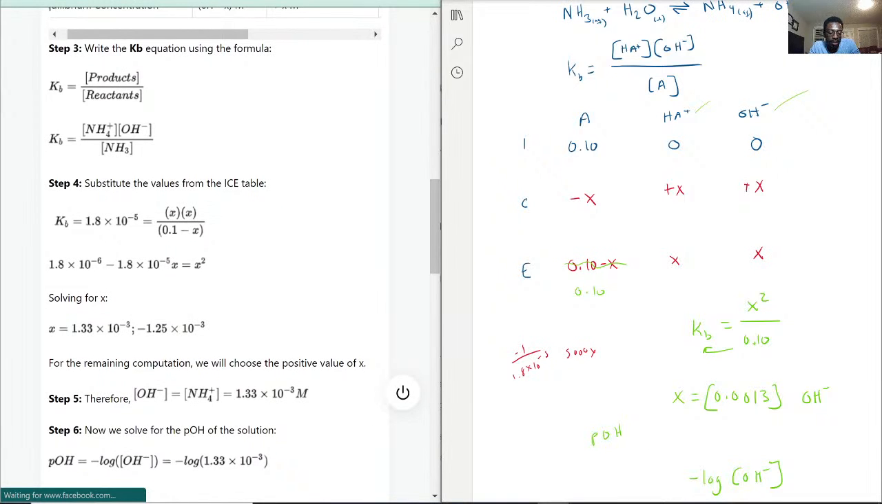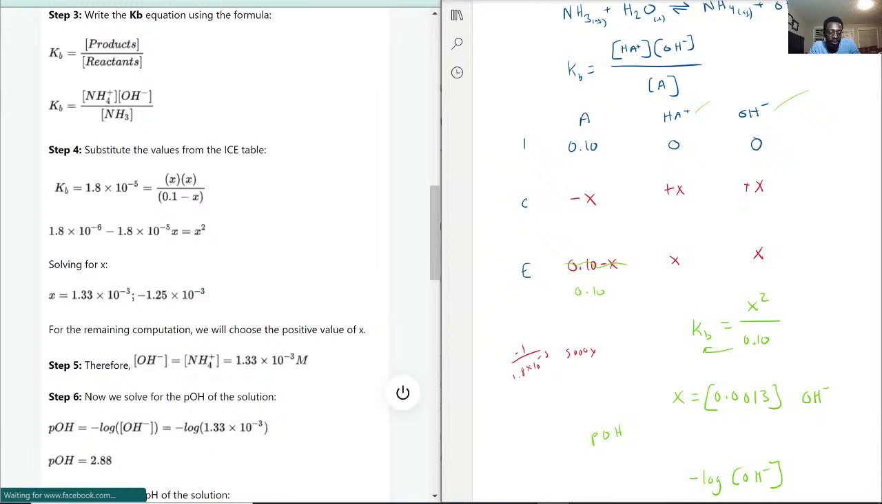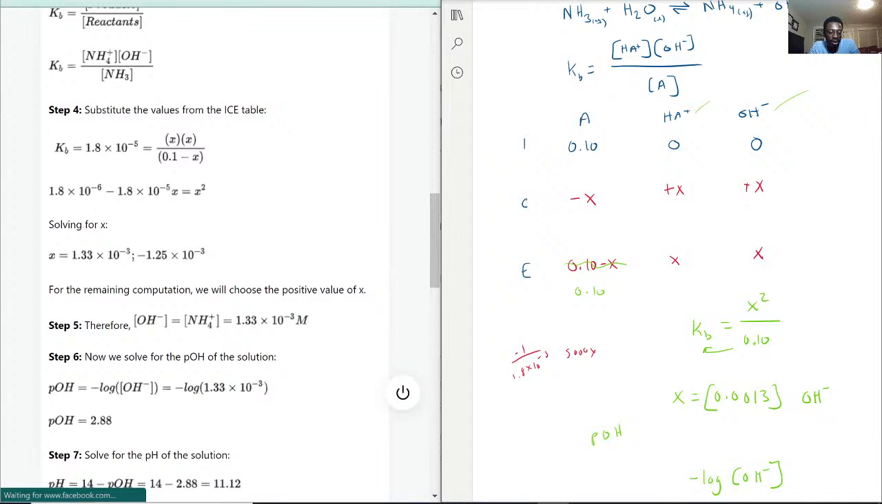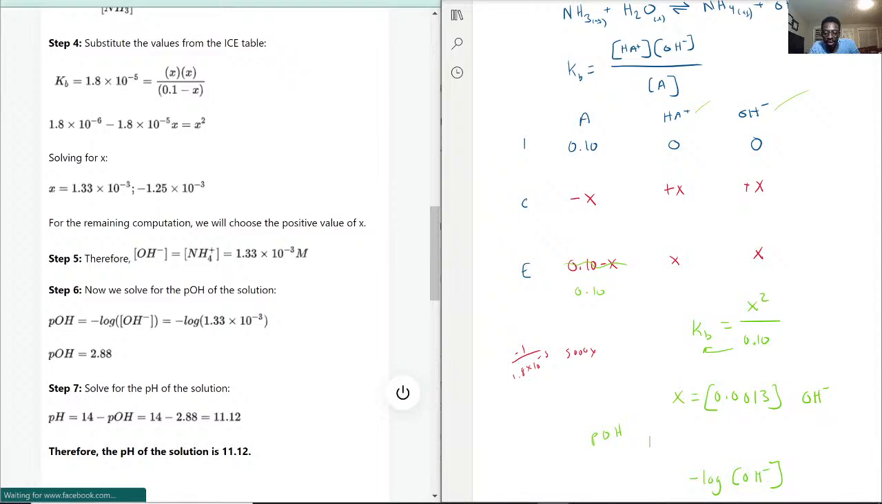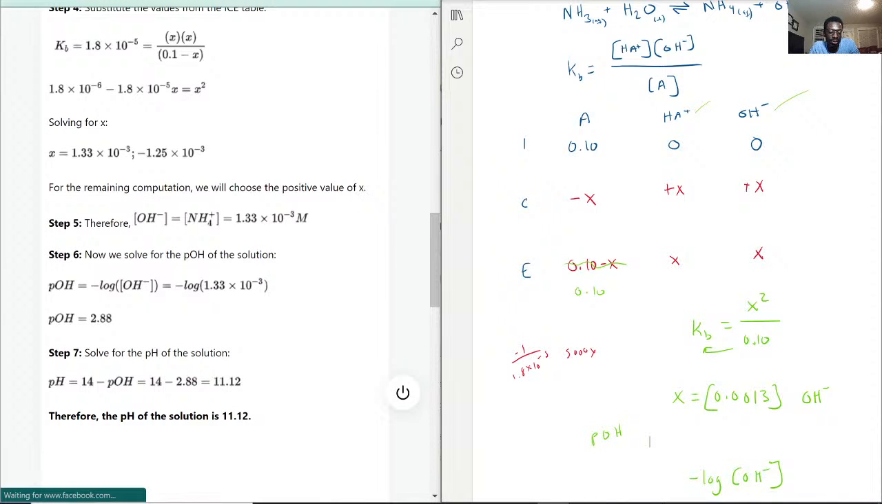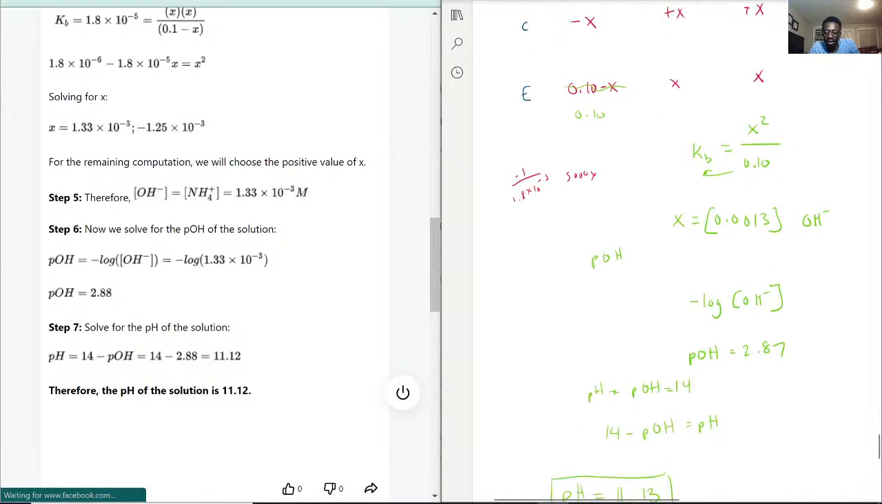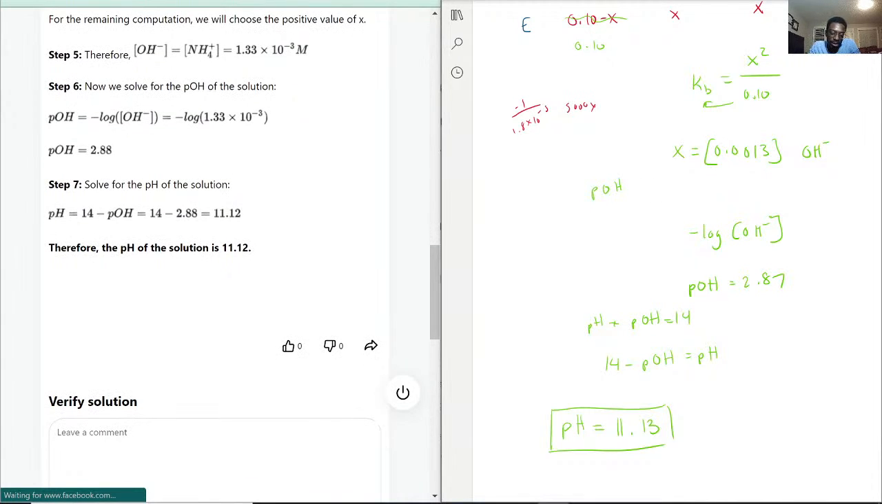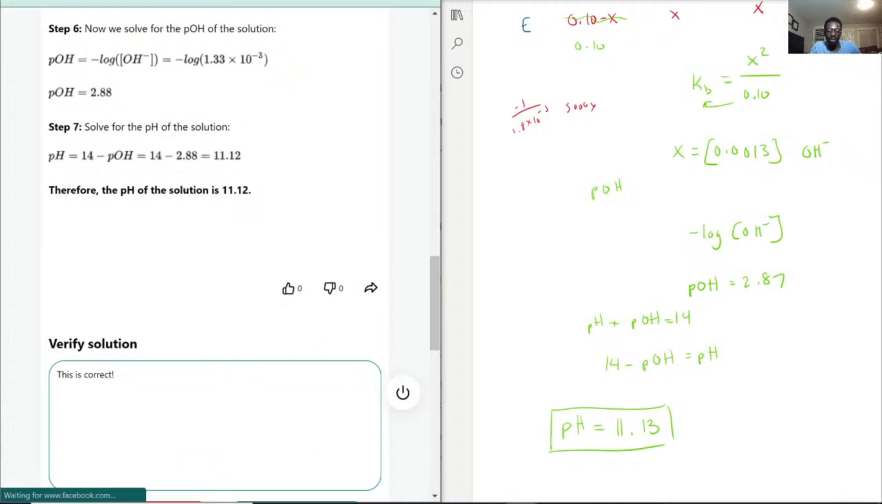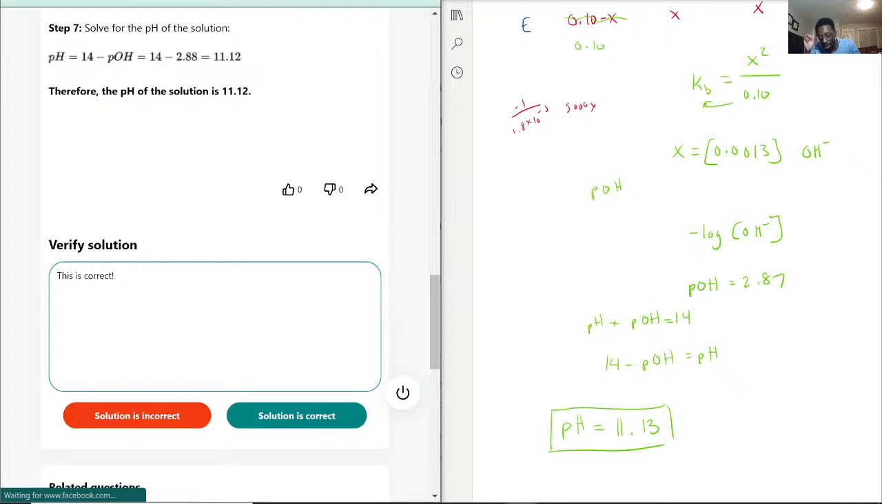Exactly, now they see that the concentration of OH is 1.33 times 10 to the negative 3. Yep, negative log of that, pOH is 2.88, and then they did pH = 14 minus pOH, and they got 11.12. I got 11.13. It's pretty much the same thing. Usually they give you a range of what to work with. So this is correct. So exactly, as I mentioned, you can definitely solve it using the quadratic equation as well.